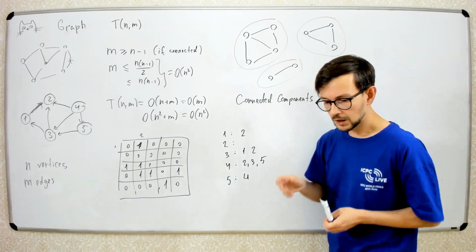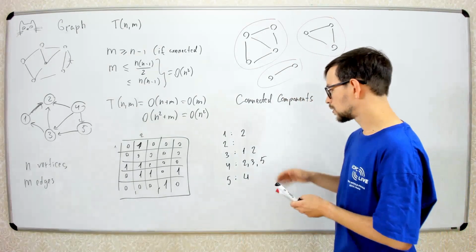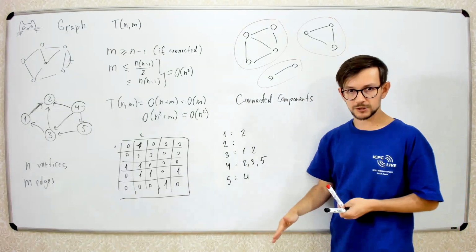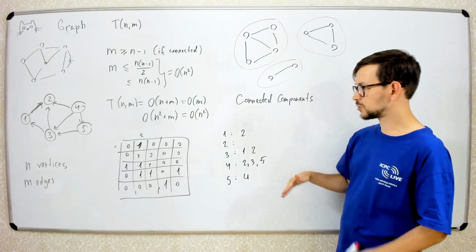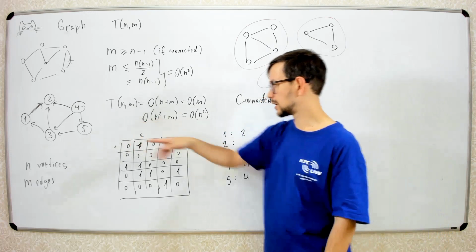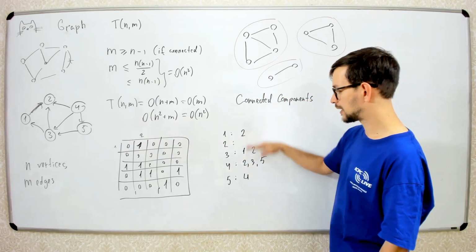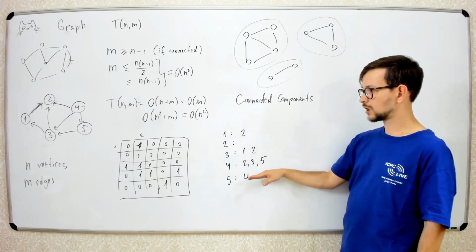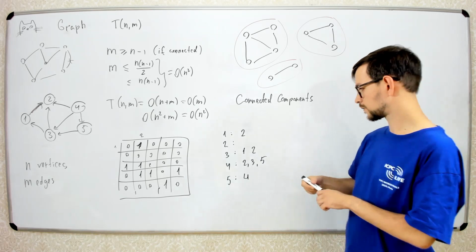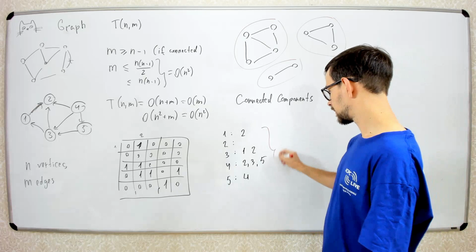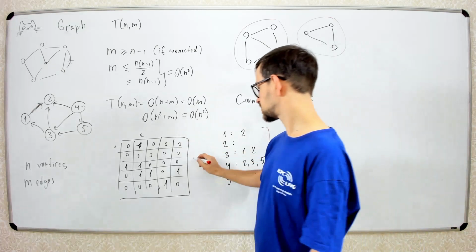Very simple. So what is the total number of elements in all these lists? Well, it's pretty simple. Each edge only occurs in one of these lists, so the total length of all these lists is just m. Here the total length is m, and the size of this matrix is n².